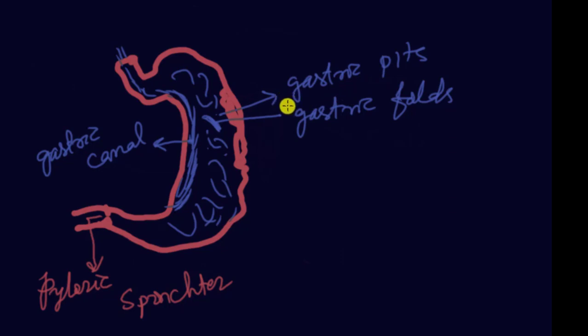So there are folds and there are pits, right? All these folds and pits are combinedly known as your gastric rugae, okay. They are known as gastric rugae.